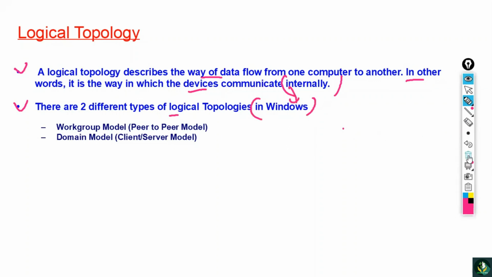The first logical topology is the workgroup model, and the second is the domain model. The workgroup model is also called the peer-to-peer model, and the domain model is also called the client-server model. We'll see the difference between these two different models of logical topology.